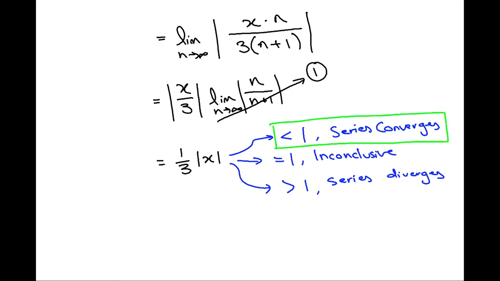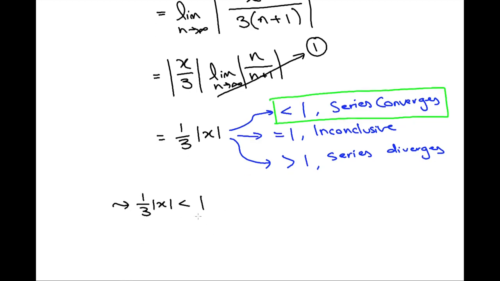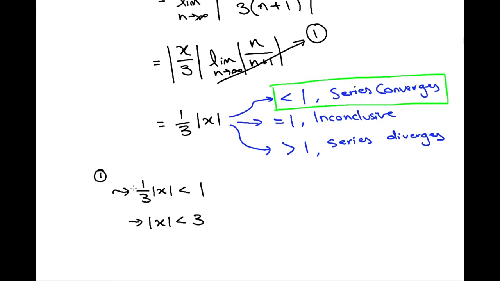So let's set this guy less than 1. Let's set 1/3 absolute value of x to be less than 1. And if we multiply both sides by 3, we get that the absolute value of x has to be less than 3. So this is the first part of where our series will converge. Okay? But there's one other thing that we need to consider.